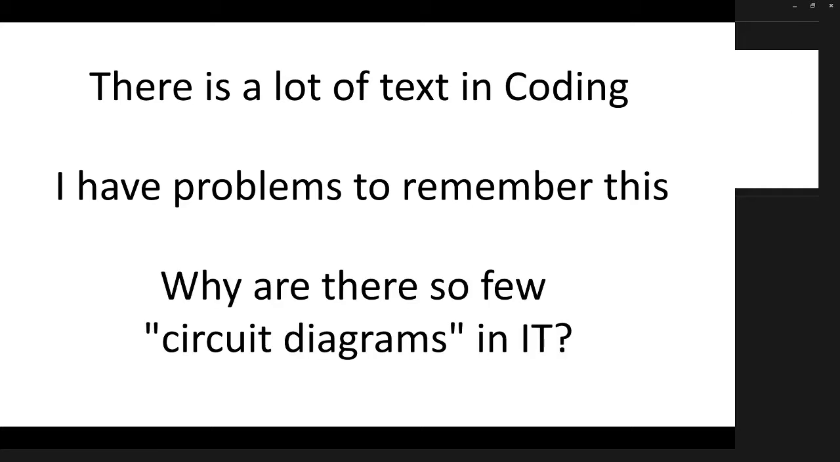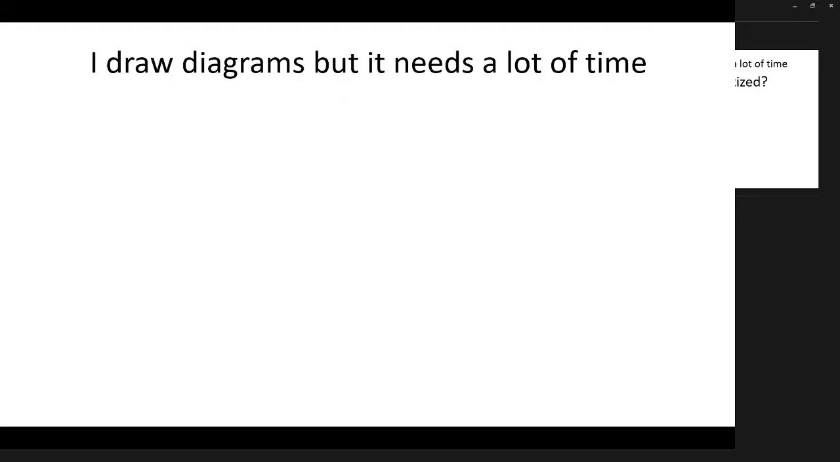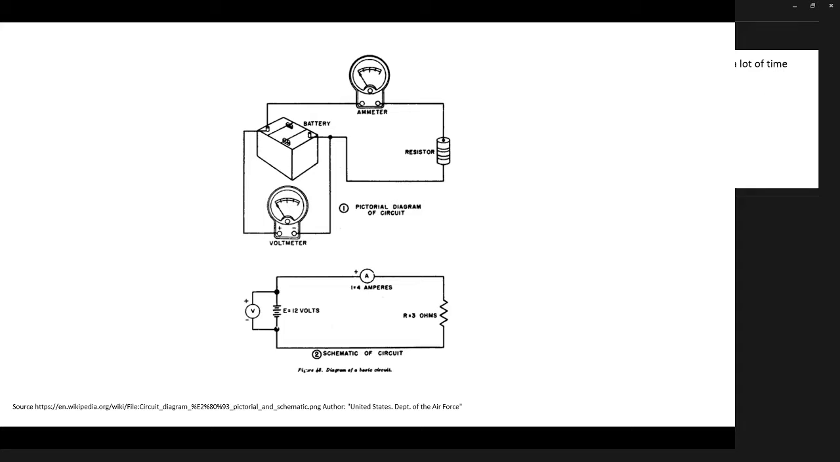So I have a desire. I ask myself, why are there so few things like circuit diagrams? If I go to electronics, for instance, I have diagrams like this. Why don't we have this in computer science?